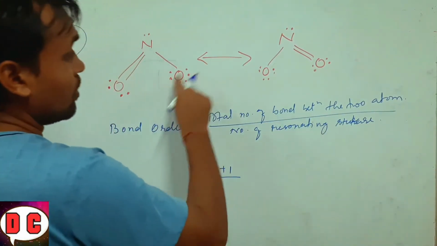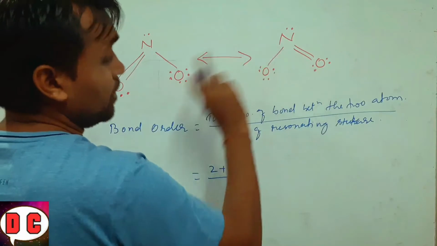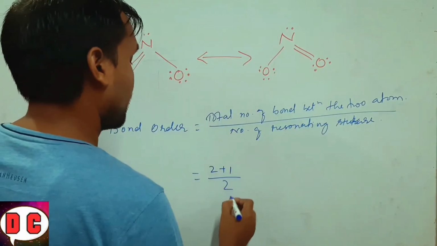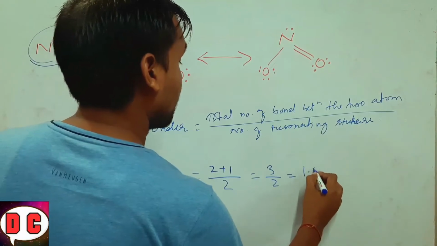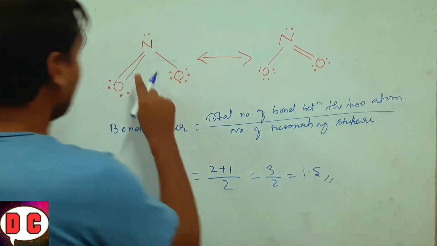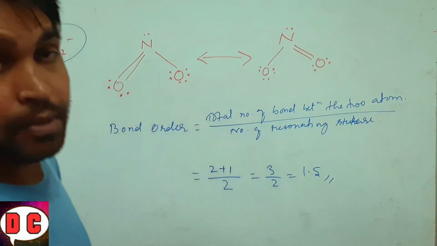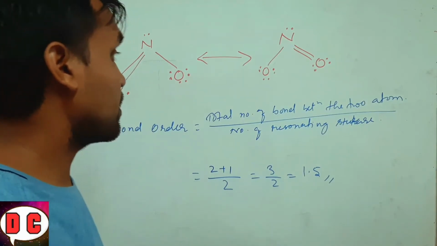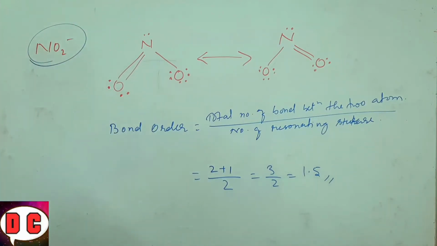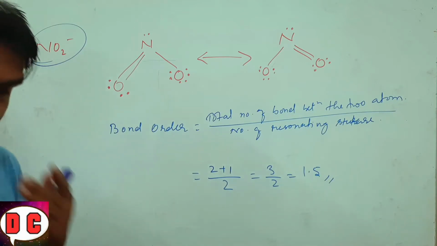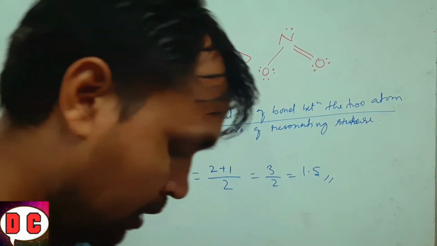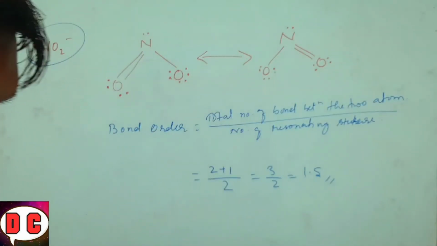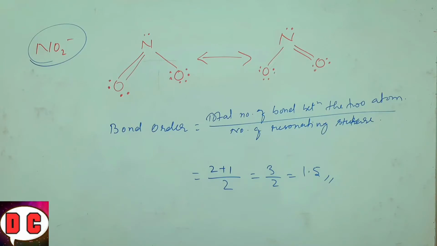So what is the total number of structures? 1, 2. It has only 2 structures, right? So divide by 2, so it comes to 3 divided by 2, which equals 1.5. So the bond order of NO2 negative is 1.5. I hope, dear students, you have understood how to find the bond order of resonating structures. Pause the video and take down some more questions. Try finding the bond order of more compounds or ions.